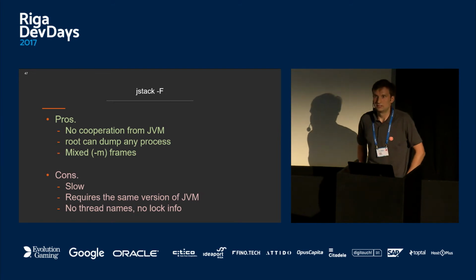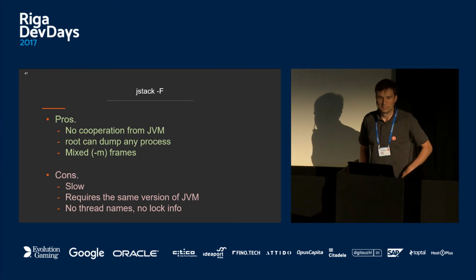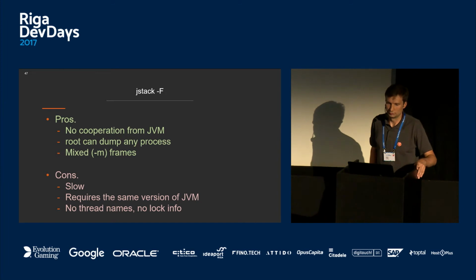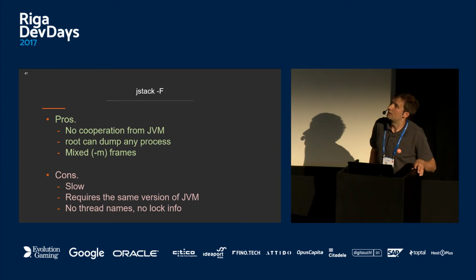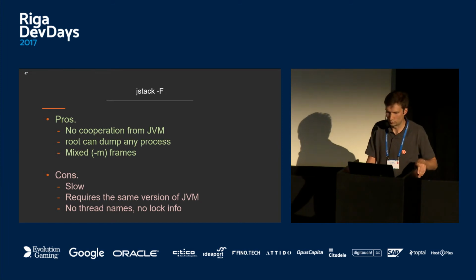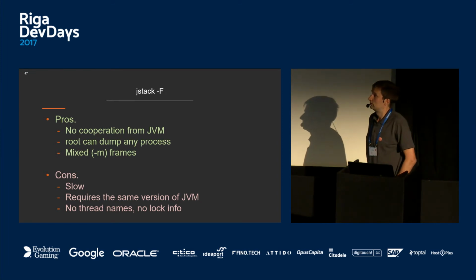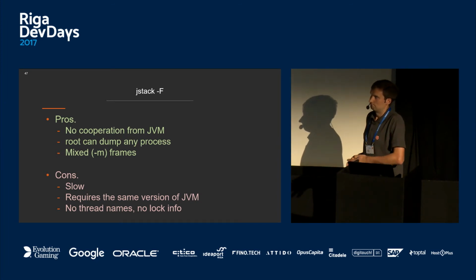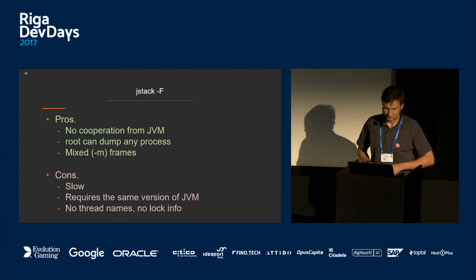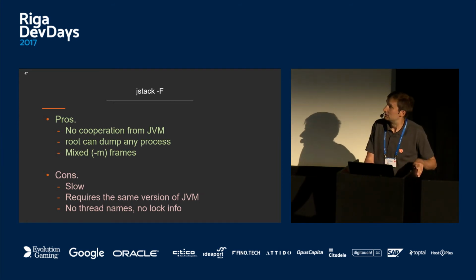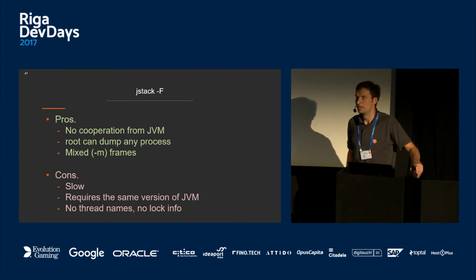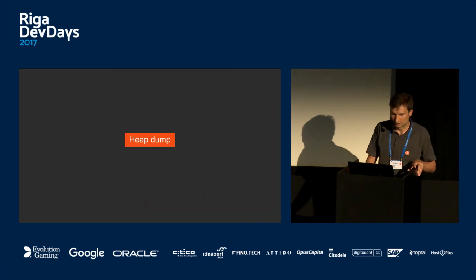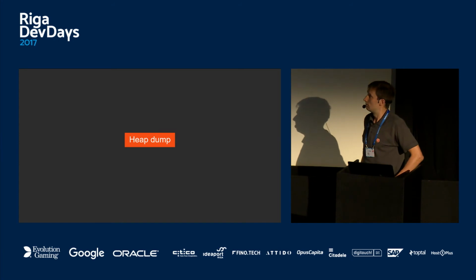A good thing is that it requires no cooperation from JVM, and it can work on a hung or busy or otherwise not responding process. As a bonus, it can dump not only Java frames but native frames as well. But since it requires reading from the remote process, it can be really slow. And it can work only on the same version of JVM because it should know exactly the layout of all VM structures. Okay, that's all about stack traces.